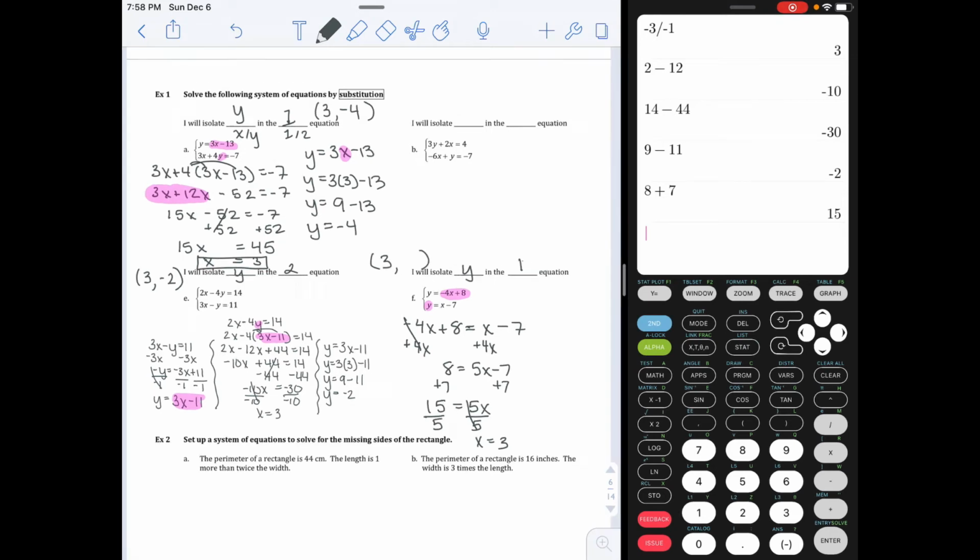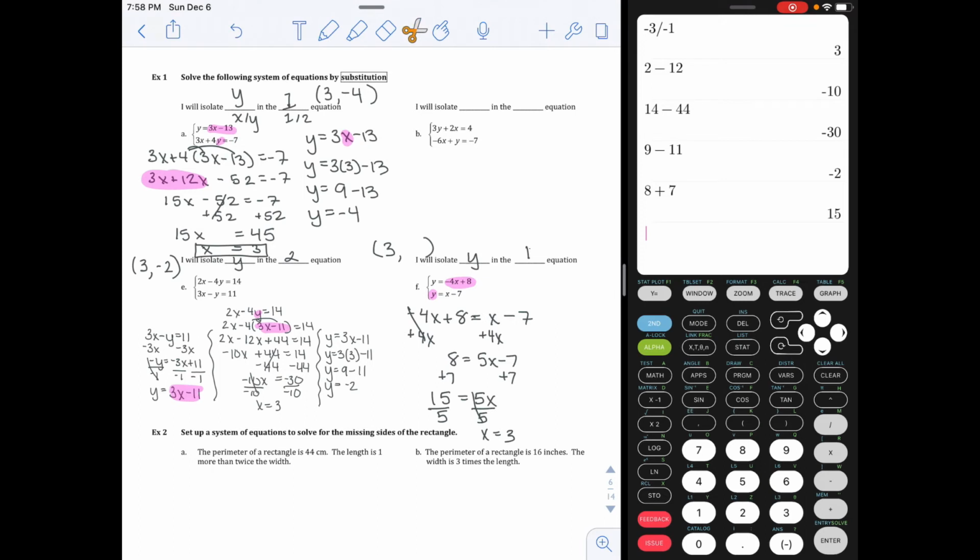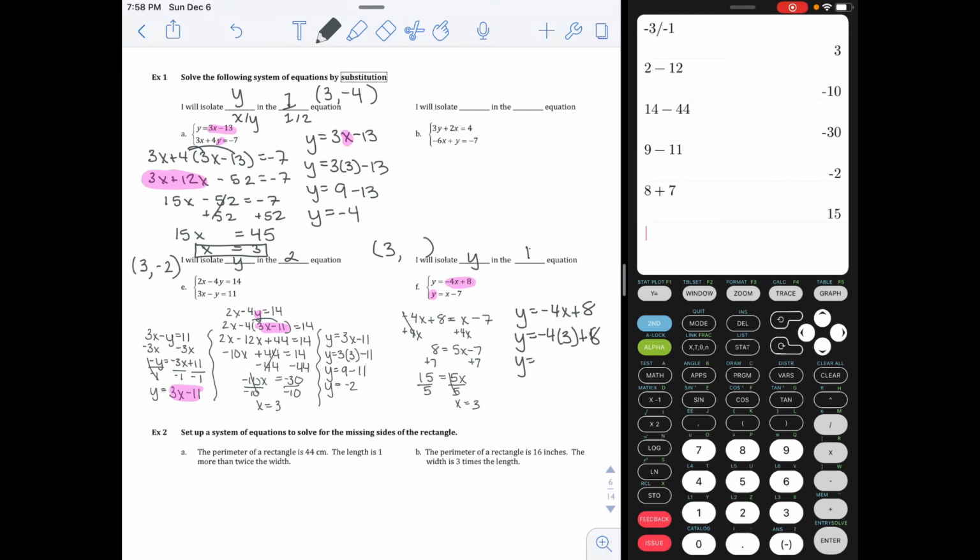Alright, so now we have to figure out what y is. I'm going to take that first equation that was isolated, y equals negative 4x plus 8. I'm going to plug in a 3 for the x and solve. So y equals negative 12 plus 8, negative 4. I'm going to go back to my coordinate and write a negative 4 in its spot.